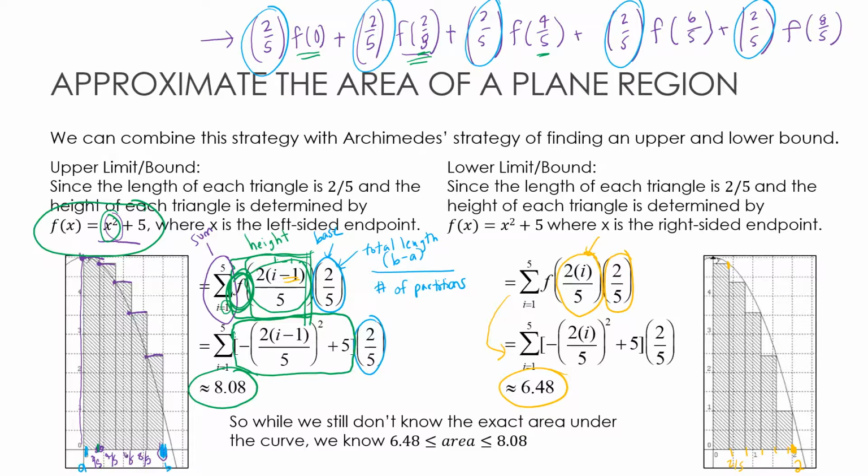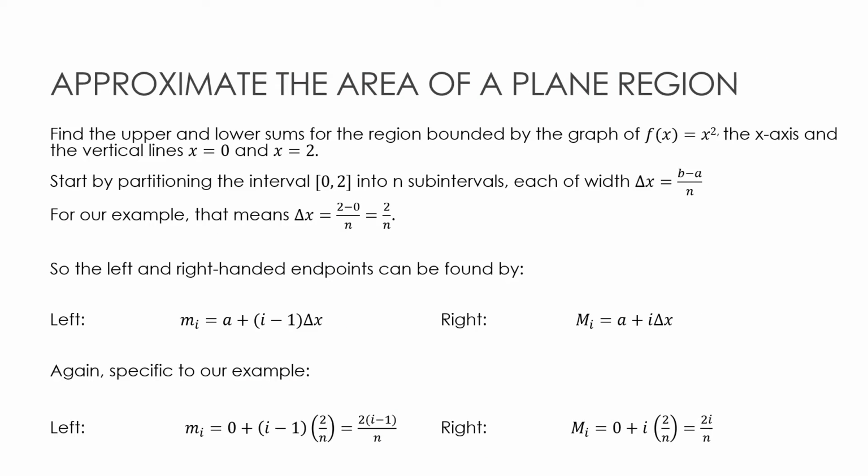So I still don't know exactly what area is occurring underneath the curve, but I do know that it's between my two estimates. How could I get a better estimate? Well, don't use 5 rectangles, use 10 or 100 or 1,000. Now, obviously using 10 or 100 or 1,000 is a real pain in the butt.